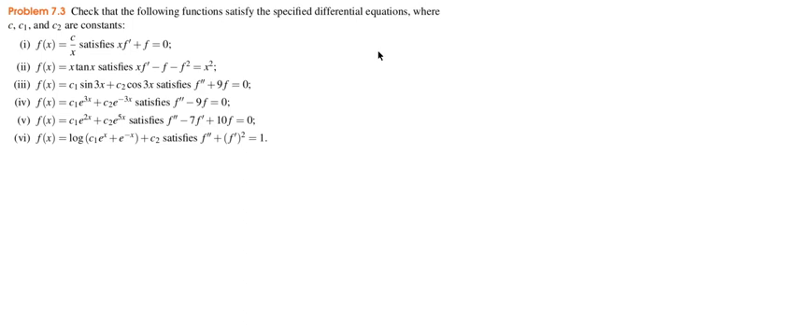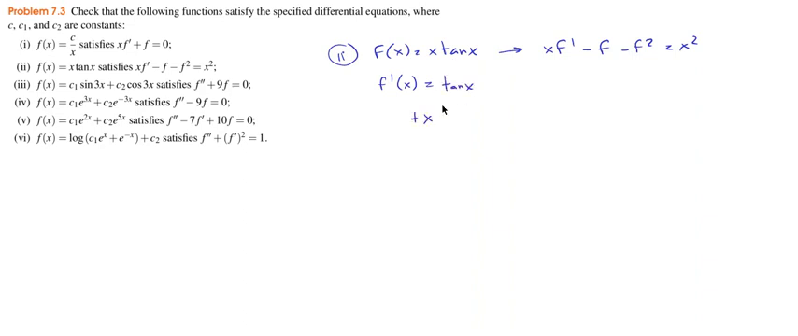Let's do part 2. f of x is x tangent of x, and the equation that it fulfills is x f prime minus f squared is x squared, right? So now we need to compute f prime, which is the derivative of x times the tangent, plus x times the derivative of the tangent, which is 1 plus the tangent squared of x, right?